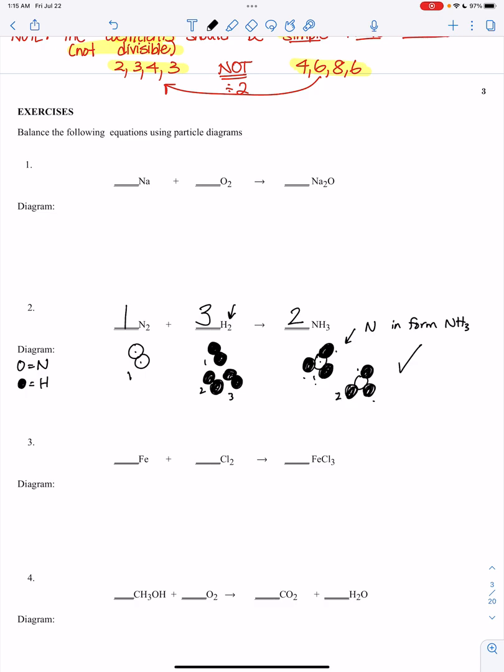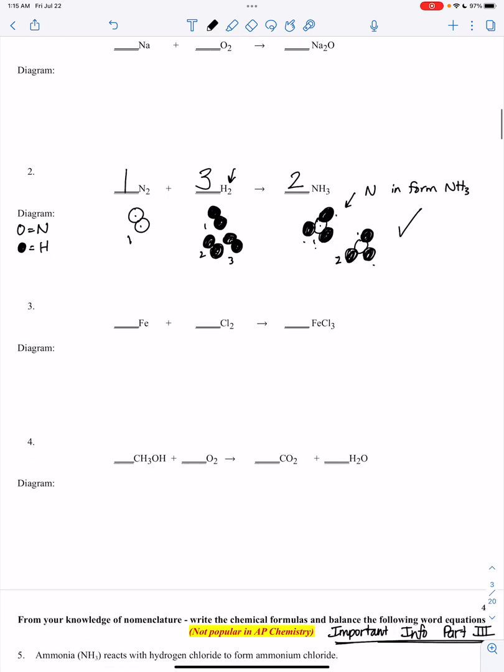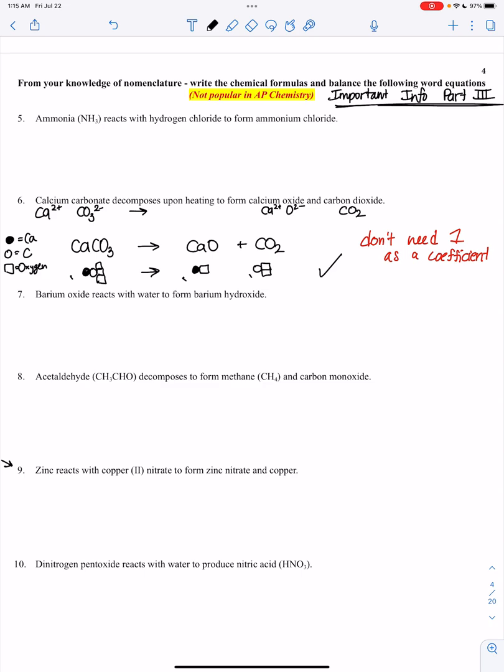Done. All right, so you could do exercises, hopefully 1, 3, and 4 on your own now. Let's look at 5 through 10. 5 through 10 is a little bit tougher. You'd probably have to go back to important info part 3 with naming. This is not really popular in AP chemistry as far as naming and writing formulas, but it's still a good skill to have for AP chemistry.